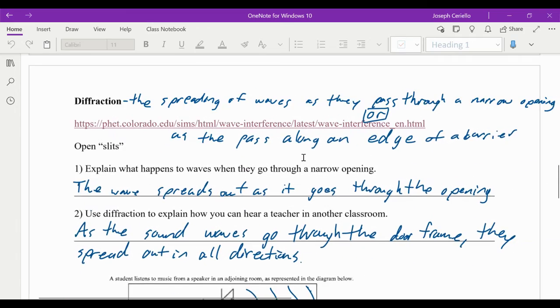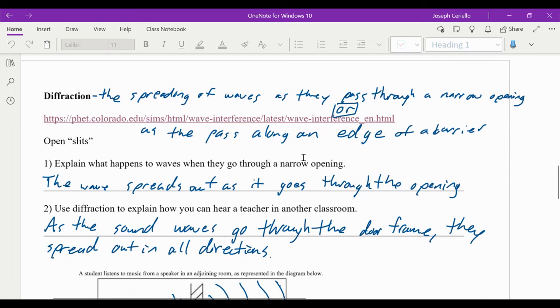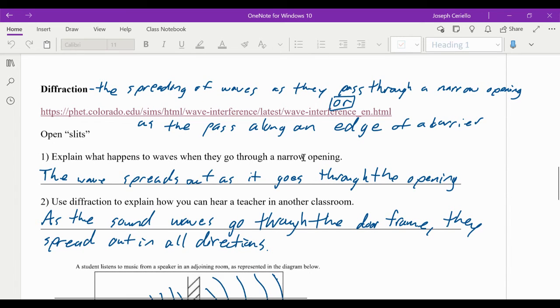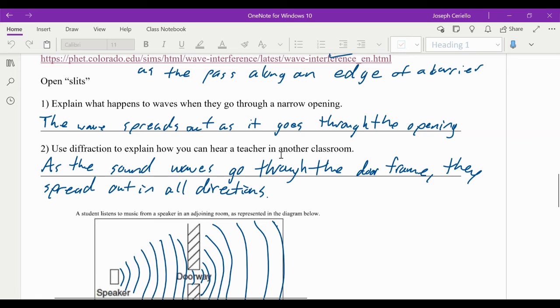Another topic to go over really quickly is diffraction. Diffraction is basically when a wave goes through a narrow opening, it spreads out. Checking out the simulation, we saw it a few times and you can check it out yourself. Or as a wave passes along the edge of a barrier, it also tends to spread out. We'll get more into that with light. This one says, explain what happens to waves when they go through a narrow opening. In the simulation, the waves spread out as they go through the narrow opening. How does this relate to hearing people in another room?